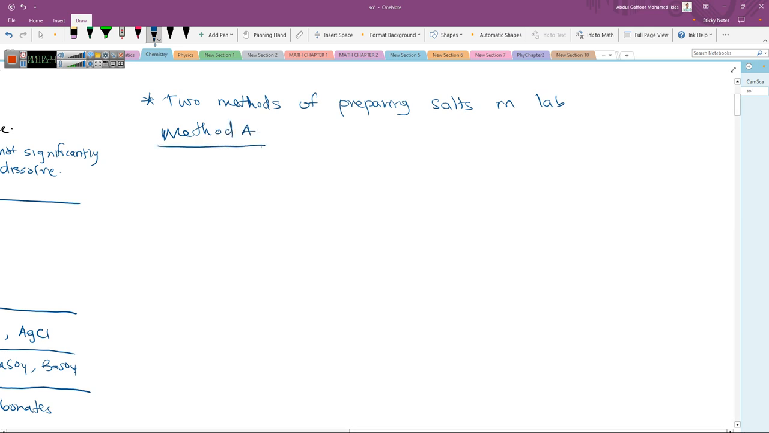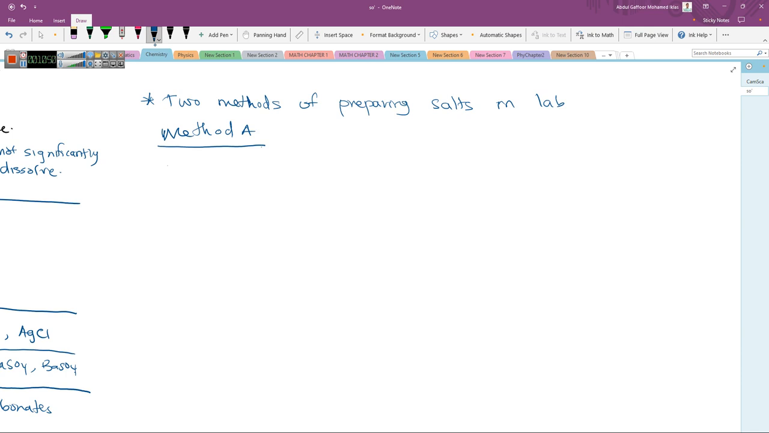Okay, the first method is called method A. In method A, we will react metals, bases or carbonates with acid, right? But we will use these metals or bases or carbonates in excess in order to make sure that all the acid is utilized during the reaction, right? Which means all acid is consumed at the end of the reaction.